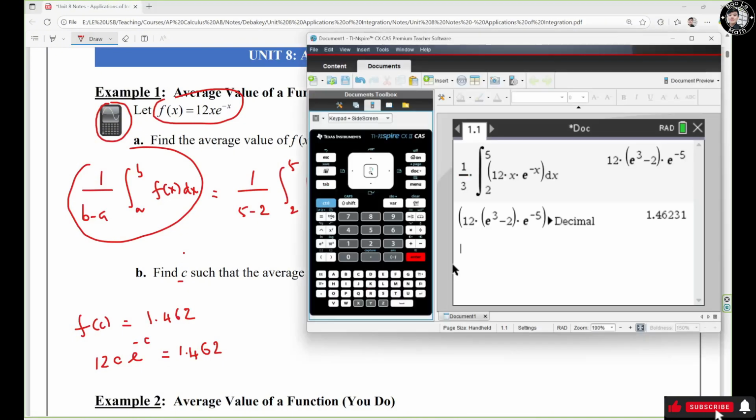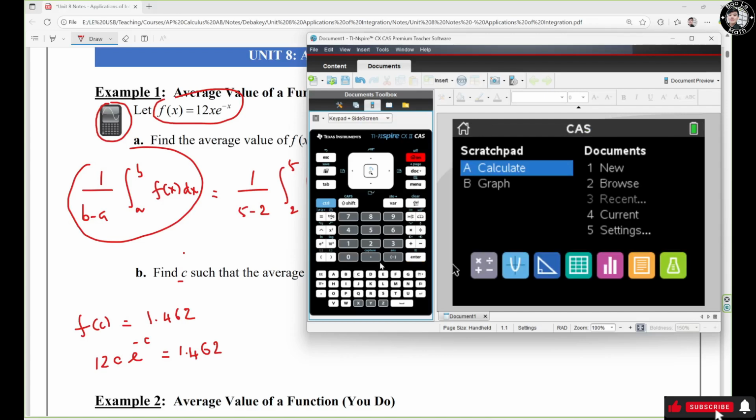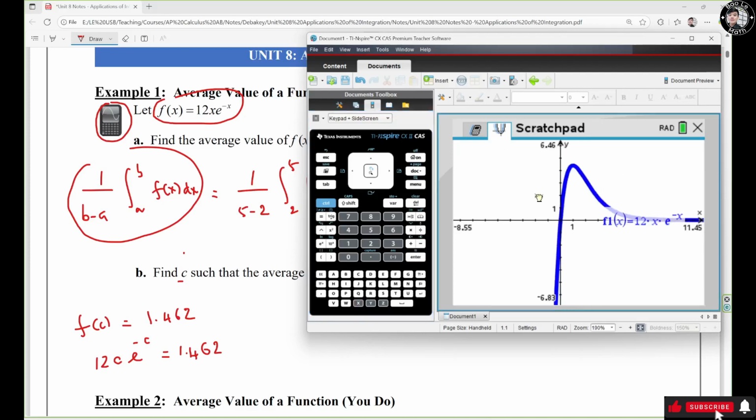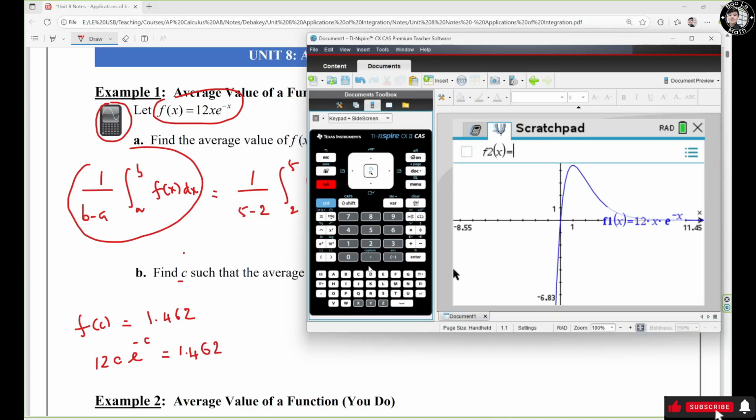Now you're going to bring up the calculator. You're going to hit on, go to the main screen, hit graph right here. You're going to input the first function, which is the left hand side right here. It's going to be 12 times s times e raised to the negative s. Hit enter. It's going to be right here. Now the right hand side, which is the horizontal line, so you're going to hit tab.